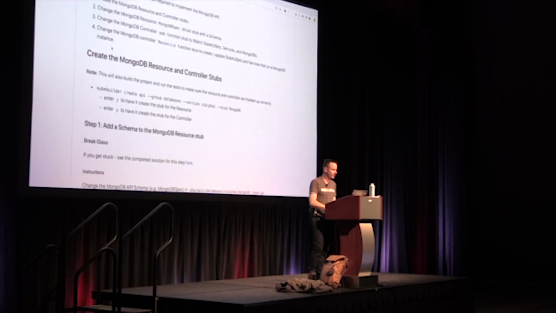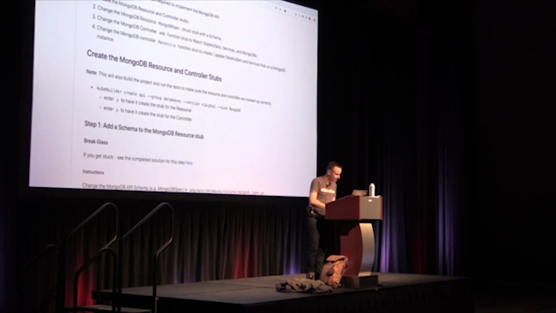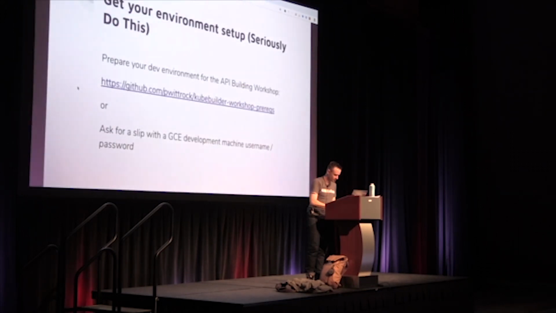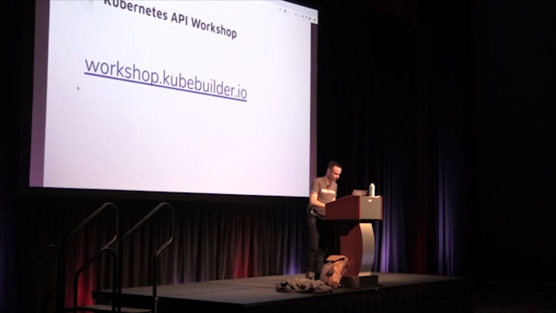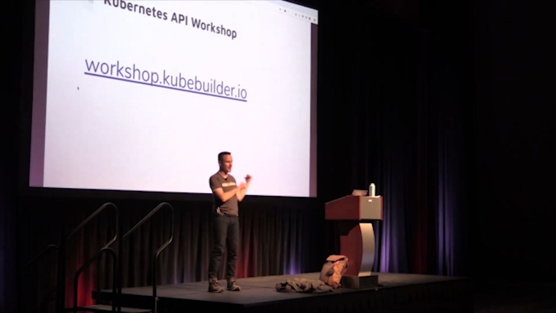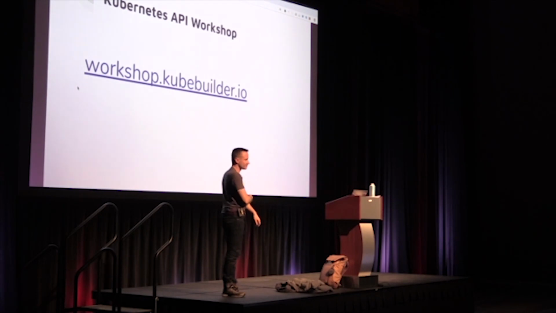Everyone should be able to go access this GitHub page, and everyone should just pull this up now. If you have a slip, you can get it through that link. OK, workshop.kubebuilder.io. Go pull this up, because you'll want to be able to copy and paste from the instructions there.